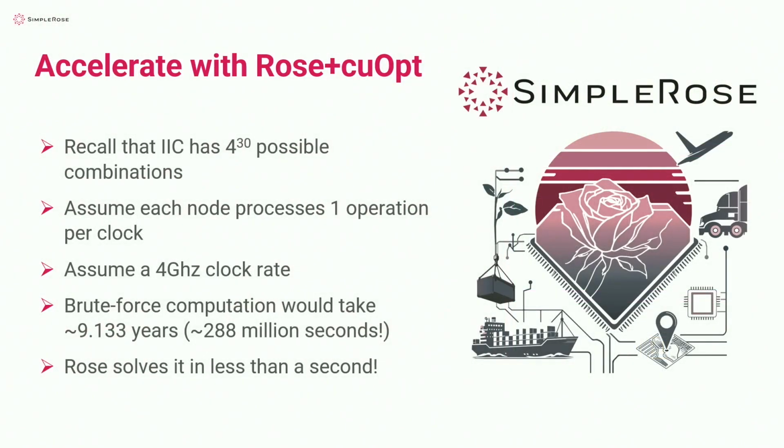So we'd like to go back to that initial IIC problem, 4 to the 30 possibilities. If you assume some simple operation, something like incrementing an integer value on a modern CPU, you don't have to understand how that works, but we went ahead and ran the math. If you brute forced it, it's about 288 million seconds. Well, Rose solves it in under a second. Actually, I spend more time trying to upload the problem on the website than it takes Rose to solve it.